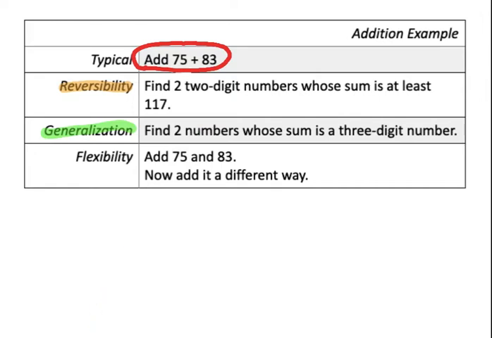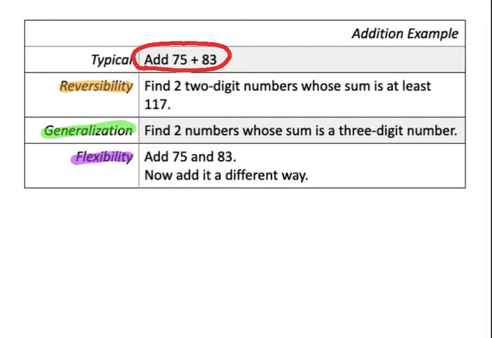And lastly, you have flexibility. Add 75 plus 83 and now add it a different way. So here students are given the ability to solve one way, solve it a different way, and then possibly see also some patterns in what they noticed about what they added and what their sum was. So again, these are 3 different ways that you can take a task that might be closed-ended and make it more open-ended.